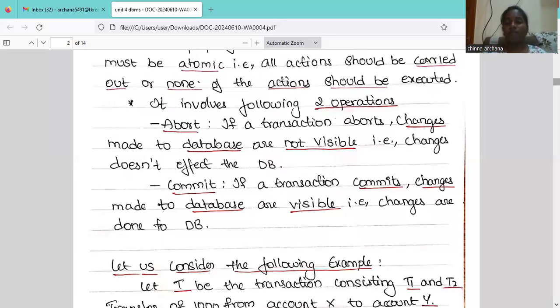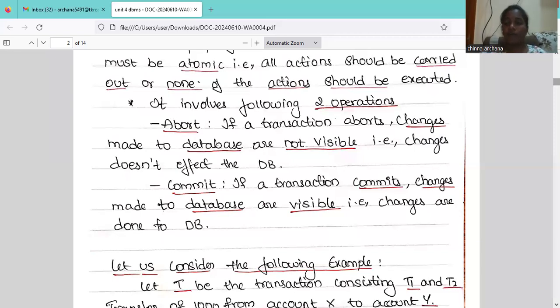So the simple thing is, atomicity means the transaction is either fully executed or none of it should be executed. This is ensured by two operations: abort and commit. If the transaction is successfully completed, then we write the commit. The commit operation indicates that whatever changes have happened with the help of the transaction are reflected in the database.